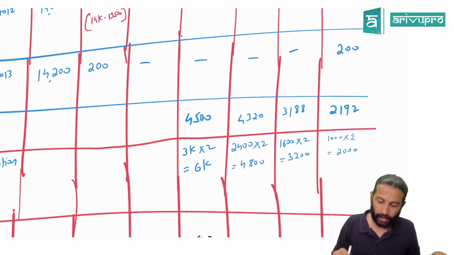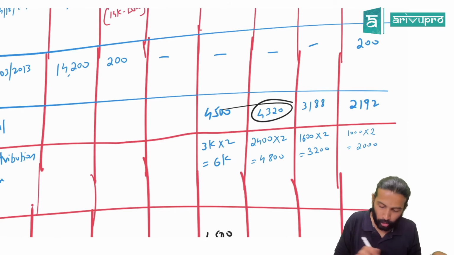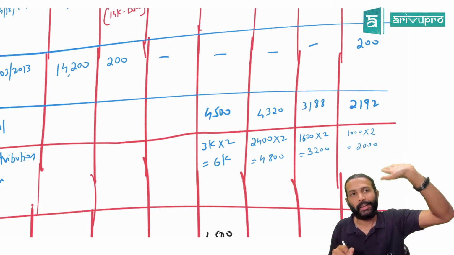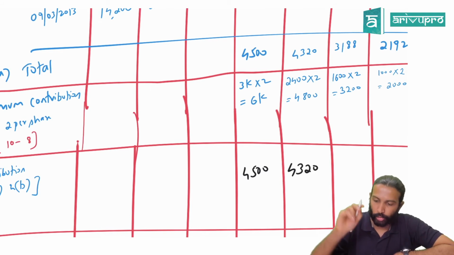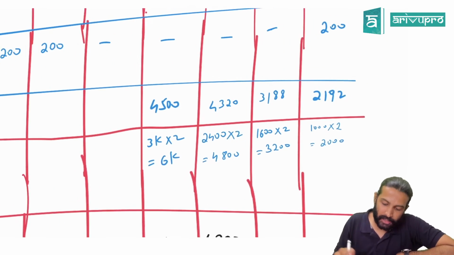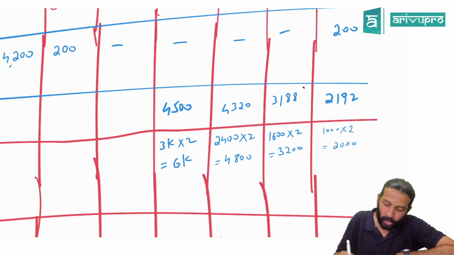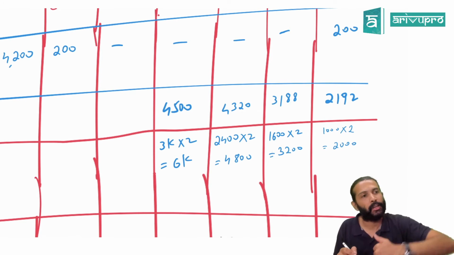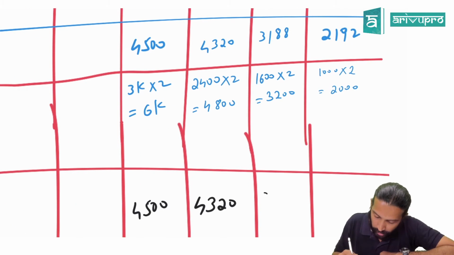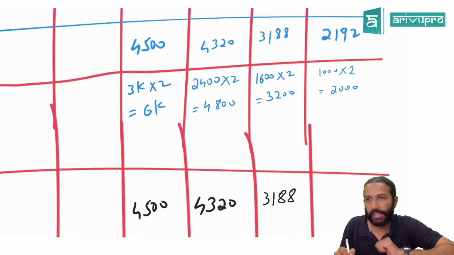How about R? Required is 4,320. Maximum you can contribute is 4,800. Which is lower? 4,320. So you'll write 4,320 here. For S, the required number you're asking is 3,188. He can contribute maximum how much? 3,200. That means which is lower? 3,188. That much he will contribute.